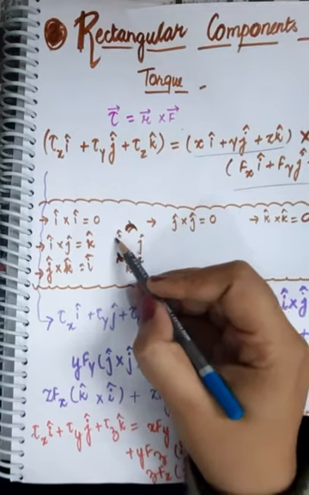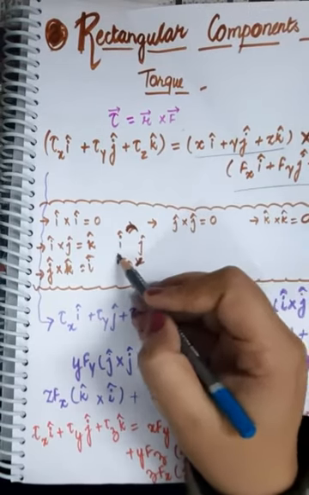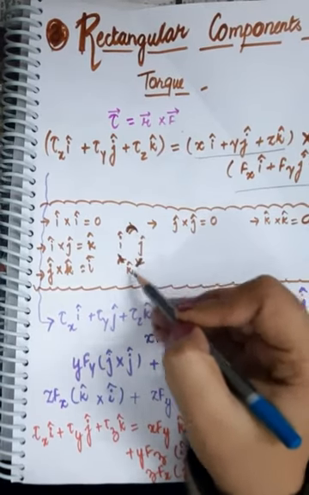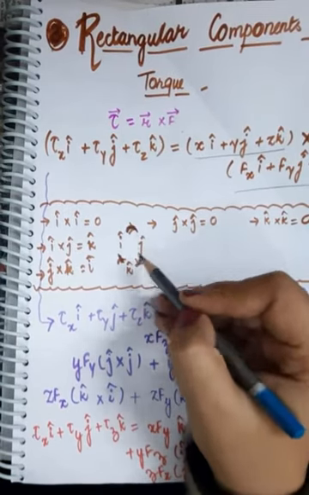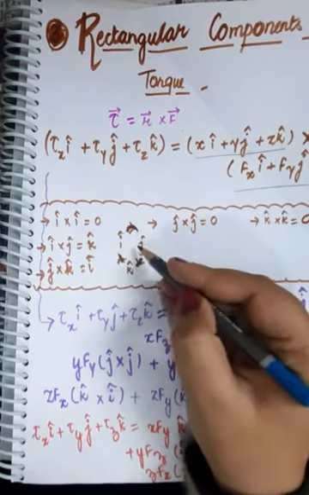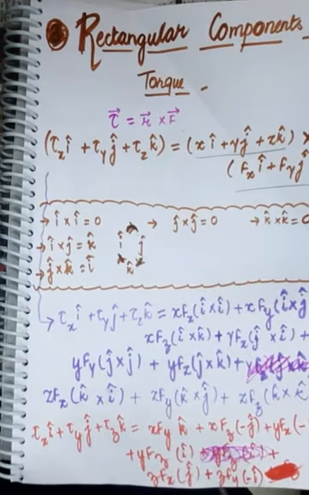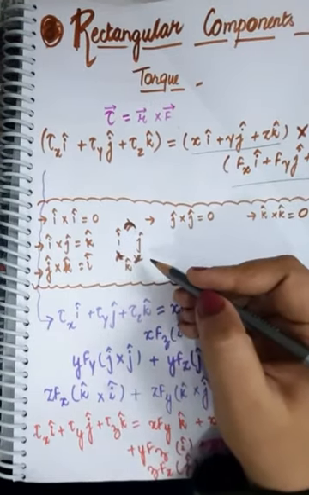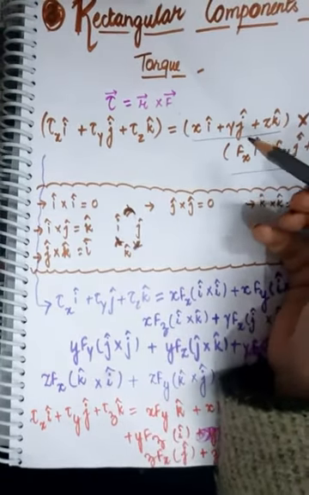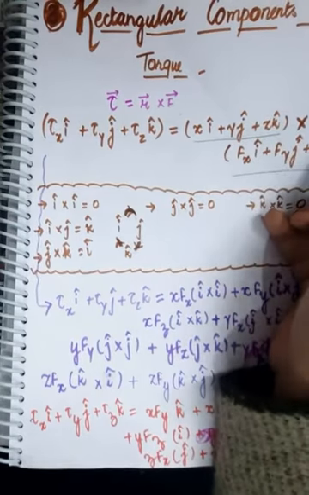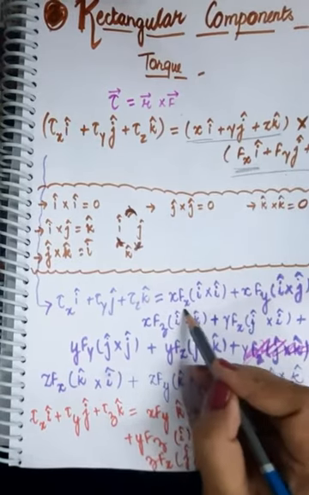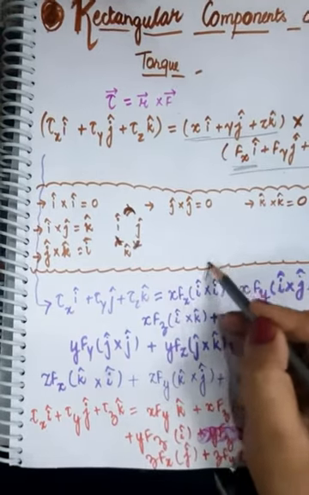See, cross product follows cyclic order: i cap, j cap, k cap. Okay, so i cross j will give you k, j cross k will give you i. Similarly, k cross i will give you j cap. So by following this cyclic order, we can find out the cross product, right? So we need to cross the terms sequentially, like x i cap cross with Fx i cap. So x Fx, i cross i, which is 0.